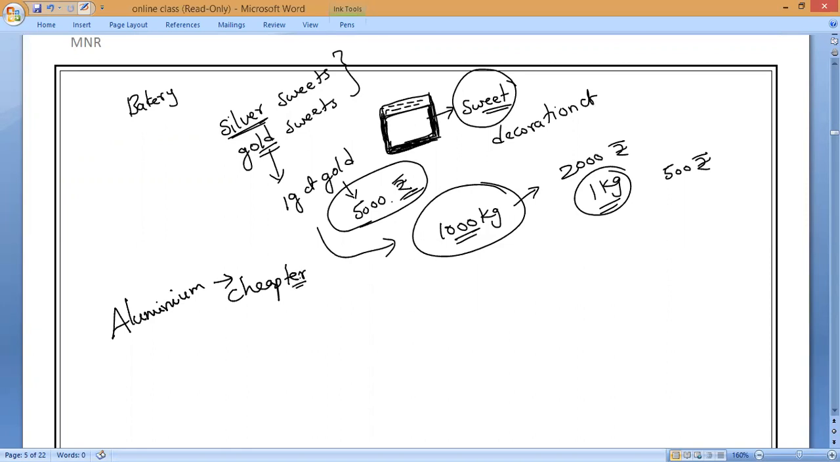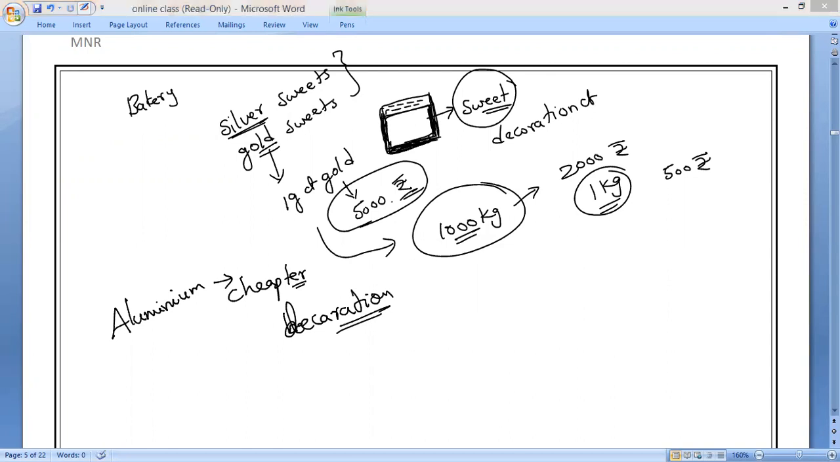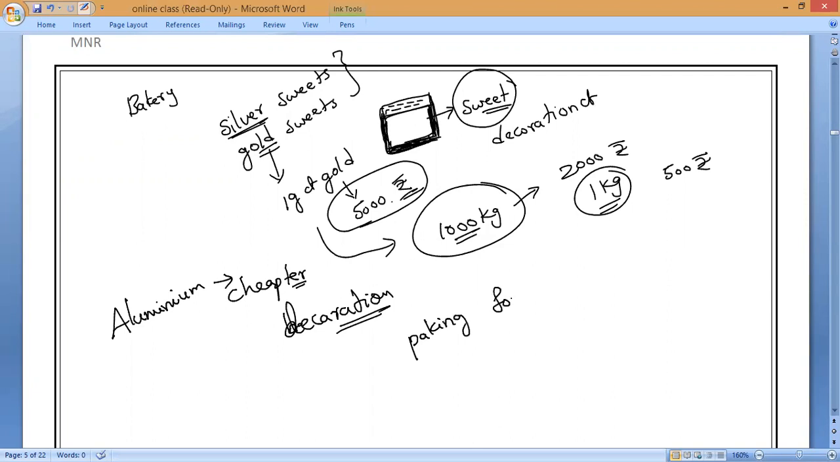That is why everywhere we use aluminum foil. That is also for decoration. Do you understand, everyone? But not the sweet decoration. I will explain what kind of decoration. The main thing is that aluminum foils are used for packing food items. Packing what? Food items.